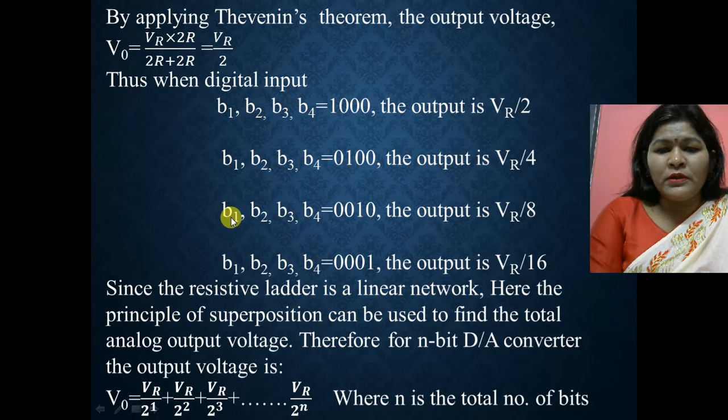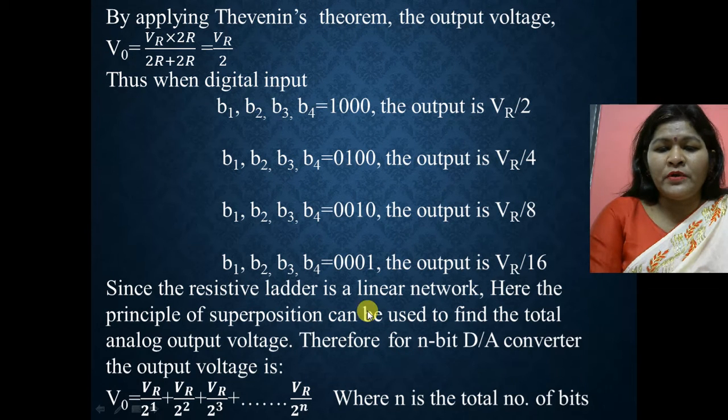Now if these digital input bits B1, B2, B3, B4 are equal to 0 0 1 0, the output is VR by 8. And if the bits are equal to 0 0 0 1, the output becomes VR by 16. Since the resistive ladder is a linear network, we apply the principle of superposition to find the total output voltage of the circuitry.